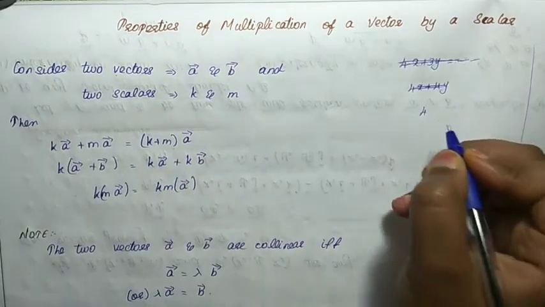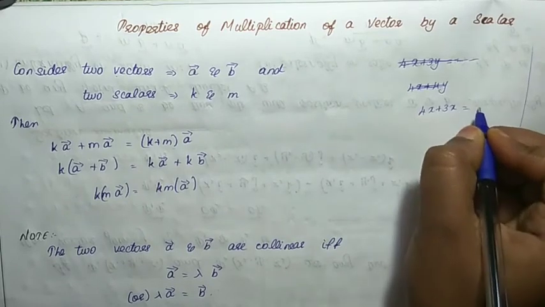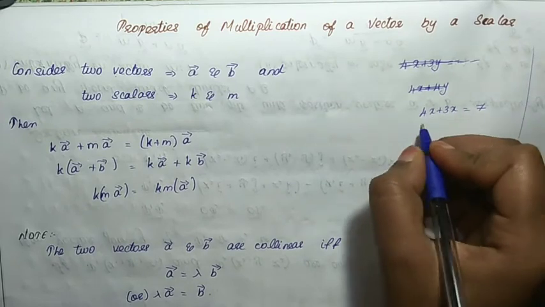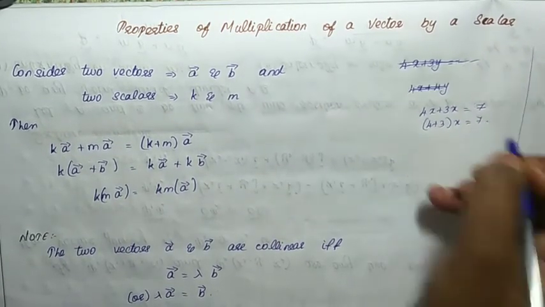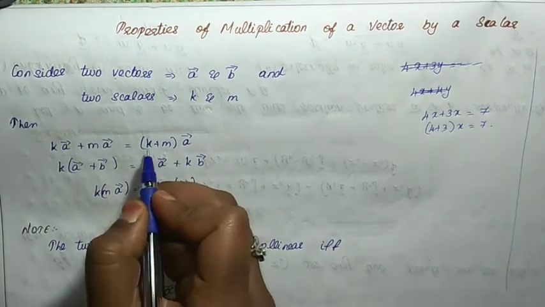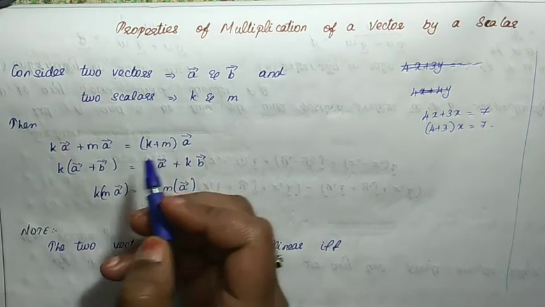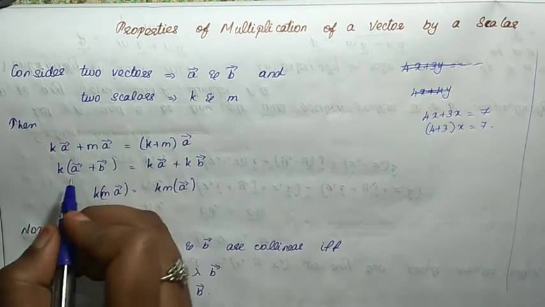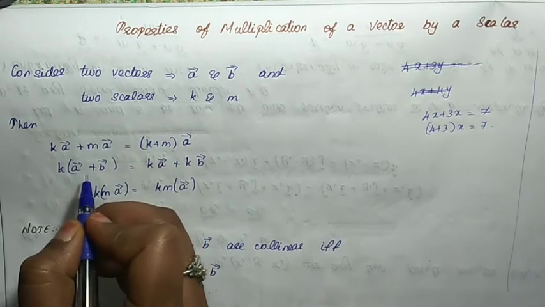Now just consider 4x plus 3x equals 7. So what will I do? 4 plus 3 into x equals 7, I write, right? The same way I'm writing it for vectors also. So k a vector plus m a vector, so k plus m into a vector, I can write it. For this also, as we do for algebra, the same thing is followed here.